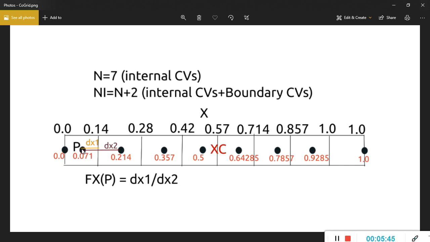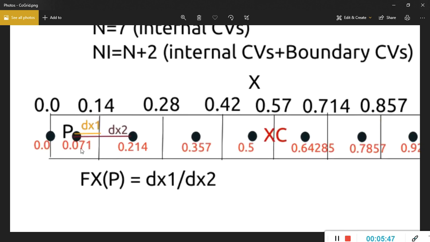So I have color coded here the dx1, which is the spacing from the control volume cell center to the face, and dx2, which is from one control volume to the next control volume. So dx1 divided by dx2 will give you the interpolation factor for this particular control volume.